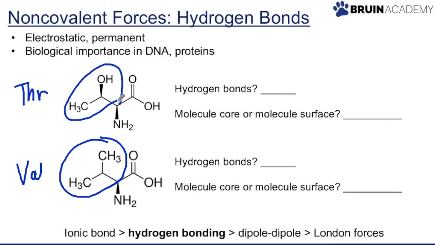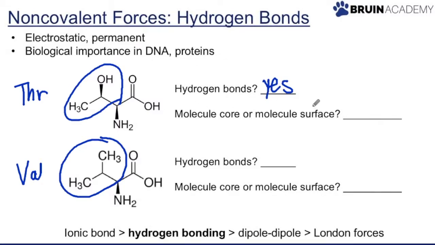whether or not, based on the side chains, it would compose the molecule core or the molecule surface. So remember, in hydrogen bonding, we look for a hydrogen bond donor or a hydrogen bond acceptor. And here we see we have an oxygen in threonine. And this oxygen means that this can be a hydrogen bond donor or a hydrogen bond acceptor if we were to have multiple molecules of threonine around. So yes, this can hydrogen bond.